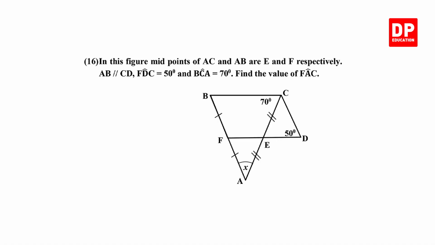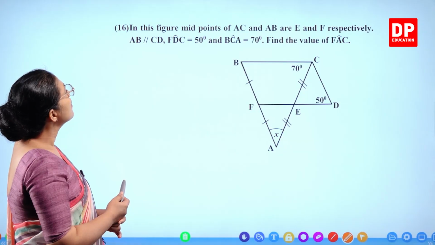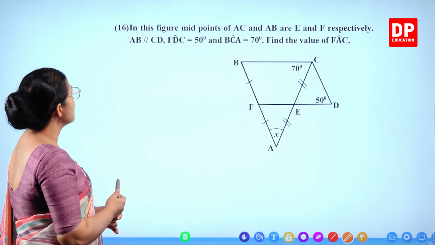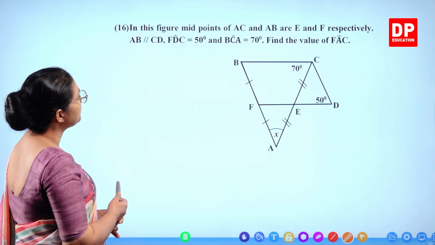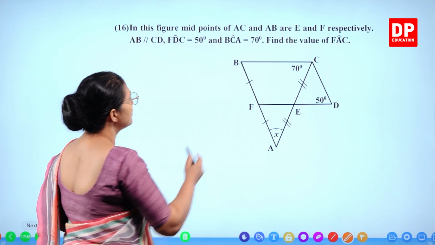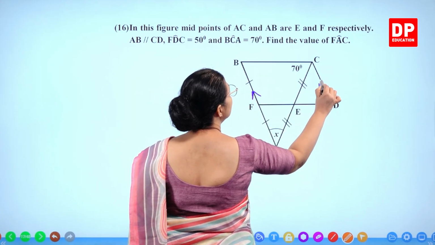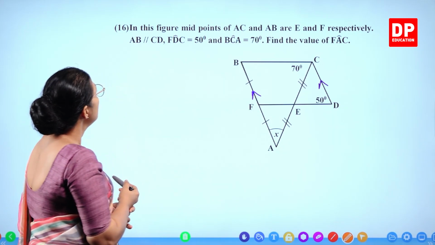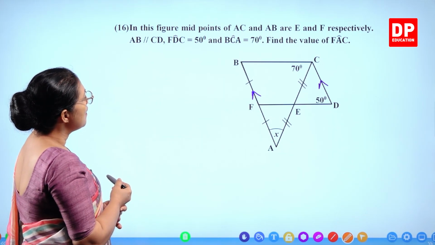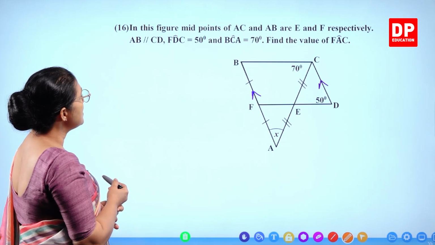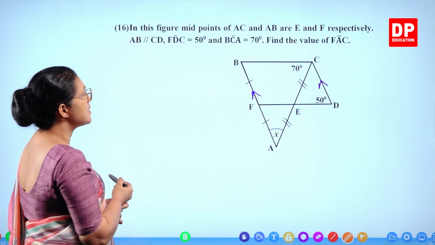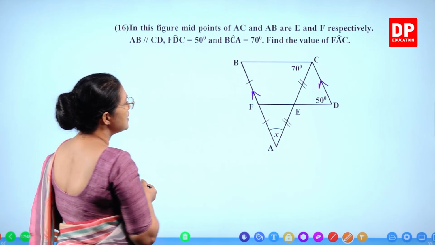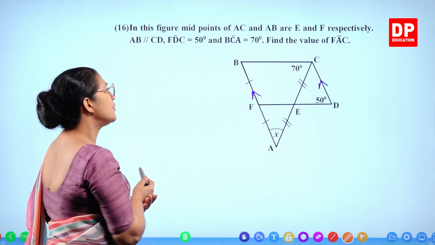Question number 16. In this figure, midpoints of AC and AB are E and F respectively. AB and CD are parallel. These two are parallel, and FDC is 50 degrees and BCA is 70 degrees. Find the value of FAC. FAC is angle X. How do you find out?